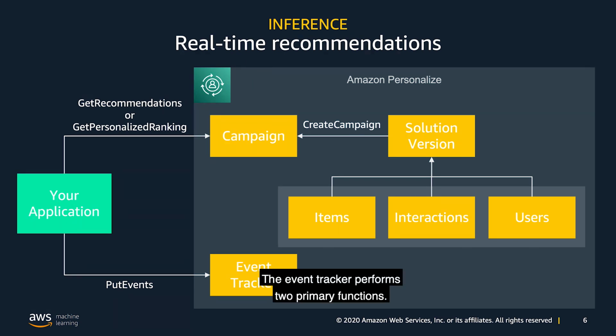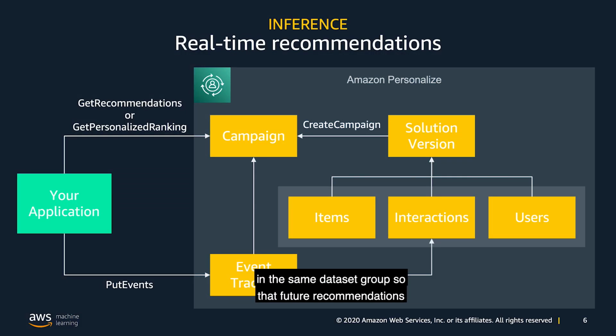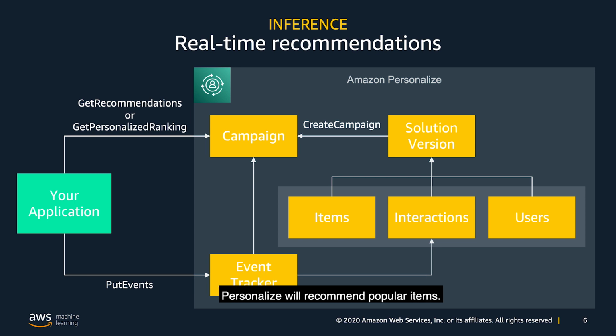The event tracker performs two primary functions. First, it persists all streamed interactions so that they will be incorporated into future retrainings of your models. It also influences any active campaigns in the same dataset group so that future recommendations for the same user will adapt to that user's current interests. This is also how Personalize cold starts new users. So when a new user hits your site, Personalize will recommend popular items. After you stream in an event or two, Personalize will immediately start adjusting recommendations.